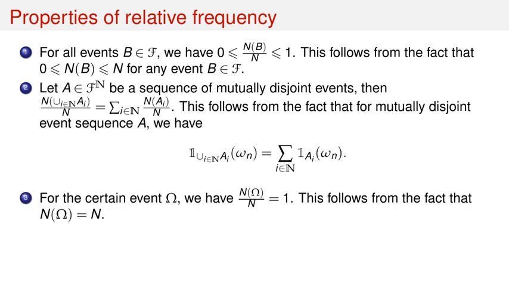Third, for the certain event omega, its relative frequency N of omega over n is always 1. This is because N of omega, the number of times any outcome in omega occurs in n trials, is simply n.